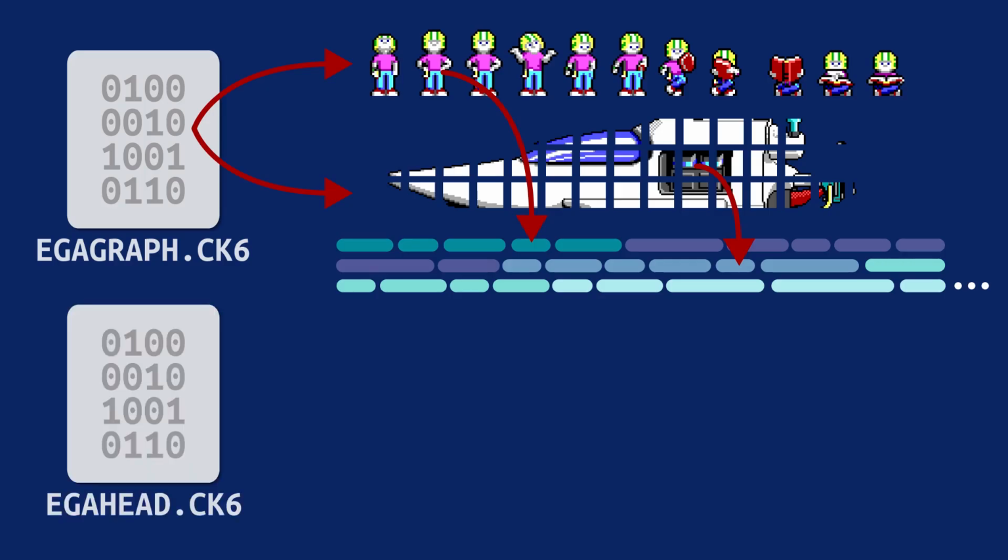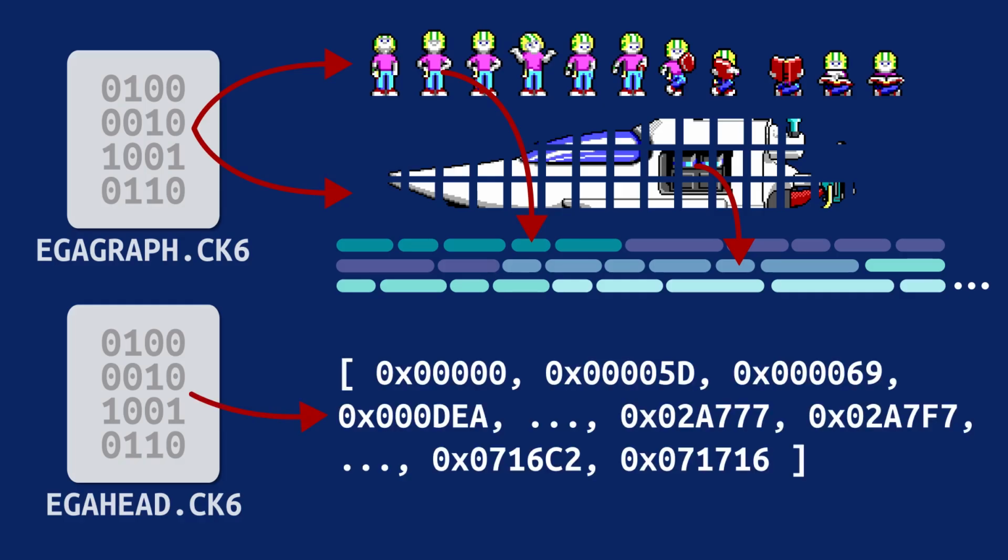This EGA head file is simply an array of 3-byte offsets. If you want to know where chunk 500 lives in the EGA graph file, you load the 500th set of 3 bytes in EGA head and you will find your offset. That's quite easy to parse. We can also figure out how many chunks there are by dividing the EGA head file size by 3. That's the size of our array of chunks.